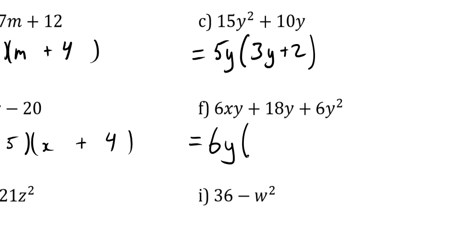And what am I left with? 6 divided by 6 is 1. Y divided by y is 1. That's gone, so I'm just left with the x. You always have to be left with something. That part can't disappear. Remember that. 18 divided by 6 is 3. Y divided by y, gone. 6 divided by 6 is 1. Y squared divided by y is y.